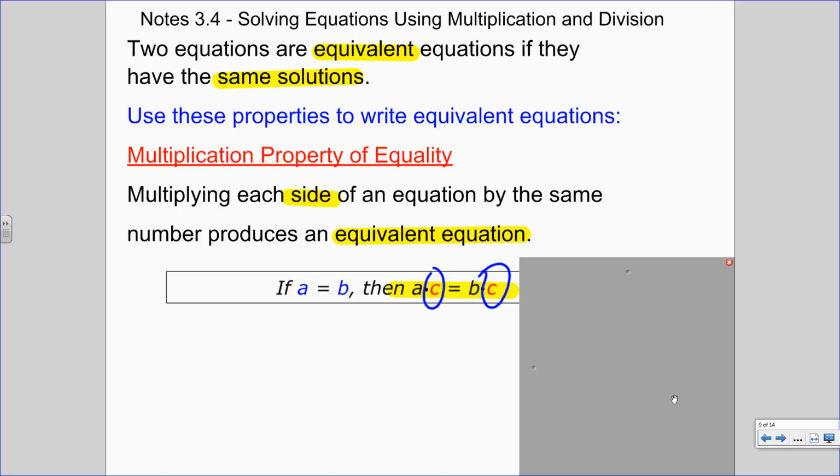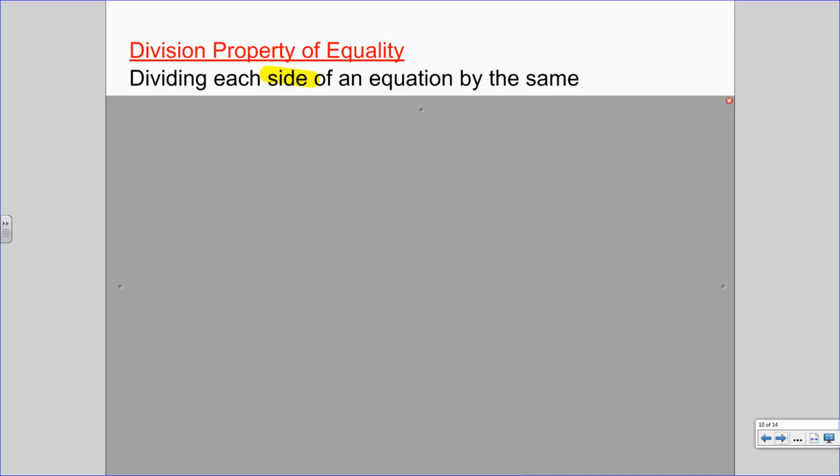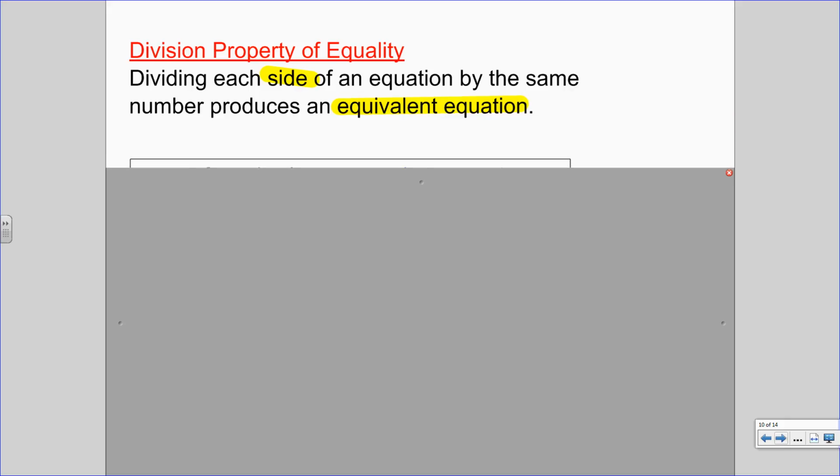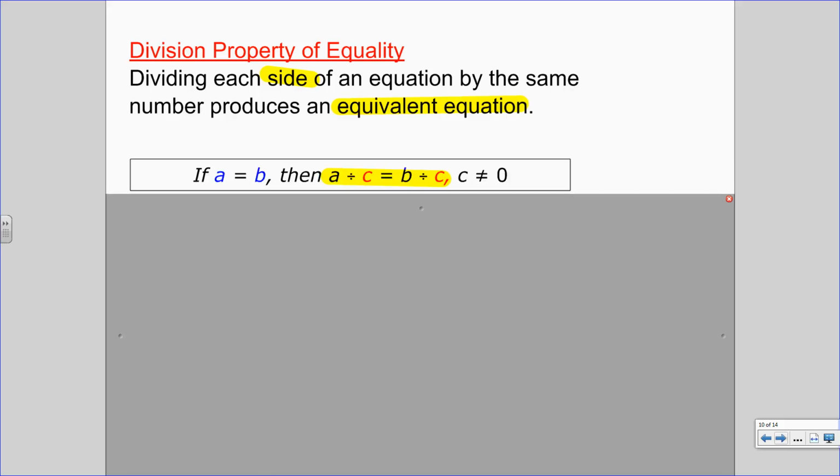And that finally leads us to our division property of equality, which states that dividing each side of an equation by the same number produces an equivalent equation. Or, written algebraically, if you have a equals b, then a divided by c is going to equal b divided by c. Then there's one stipulation that needs to be pointed out, and that is that c cannot be 0. Why could c not be 0? Because you would then have a 0 on the bottom, and you cannot divide by 0, so it would be undefined. So that's why we state that c cannot equal 0.